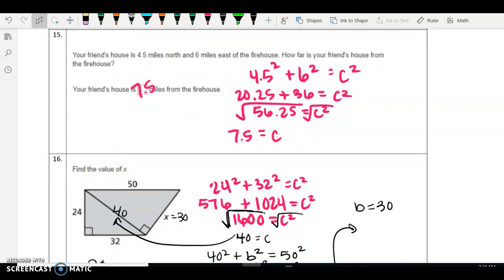All right, so your friend's house is 4.5 miles north, and it's 6 miles east of the firehouse. And so that's our A and our B. We're going to plug that in to find C. This was on your quiz. And so 4.5 squared plus 6 squared gives us 56.52. Take the square root of both sides, and we get 7.5.